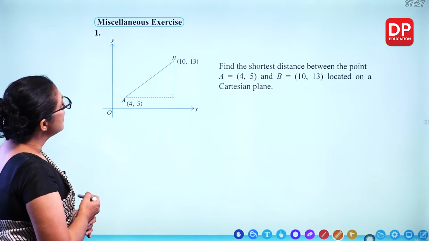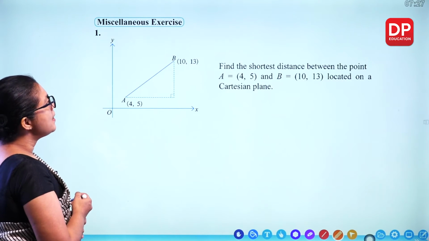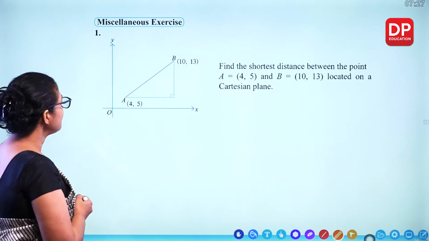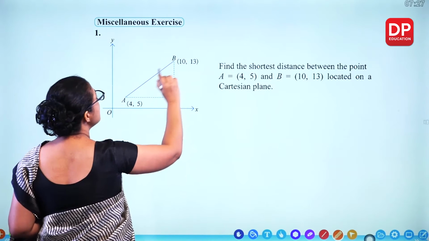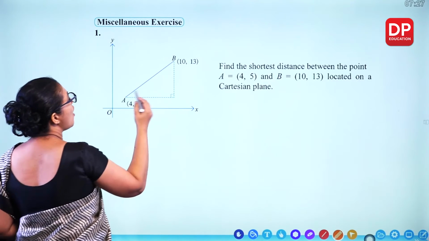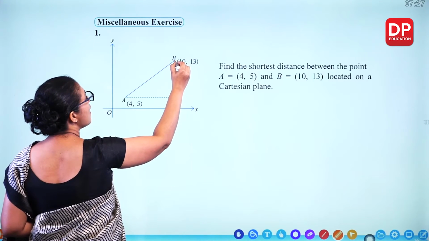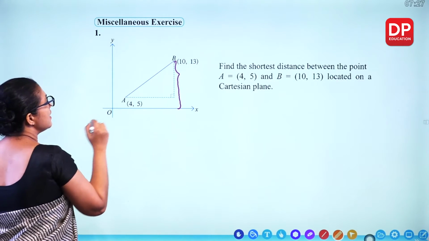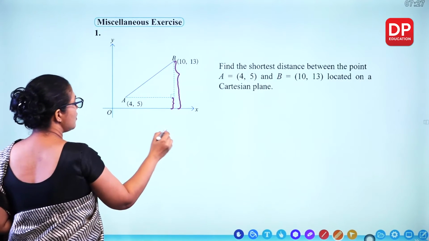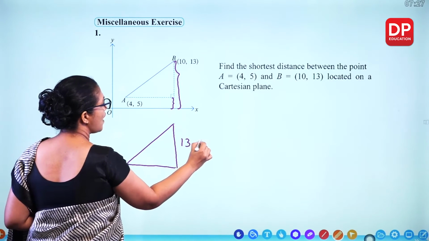Miscellaneous exercise. Find the shortest distance between the points A (4, 5) and B (10, 13) located on a Cartesian plane. So shortest distance is this distance, and here these two lengths are perpendicular. So how can you find it? Now this is 10, and here this y value is 13 and this y value is 5. So when you subtract, you get this distance. So 13 minus 5 here.